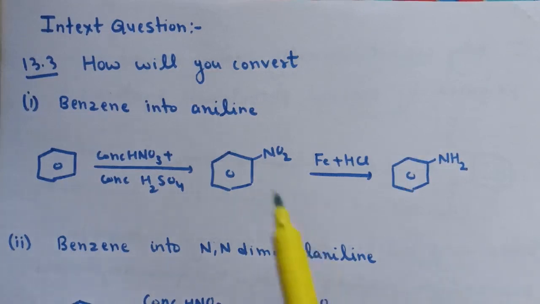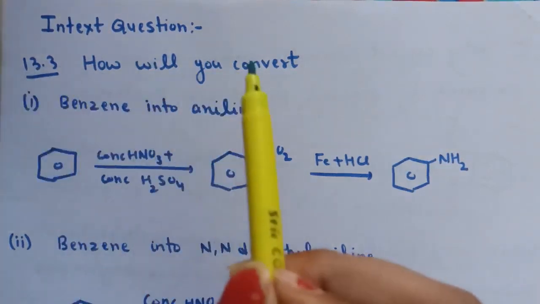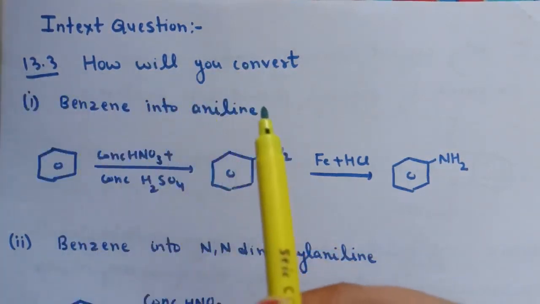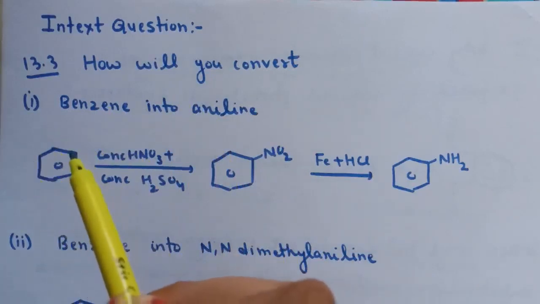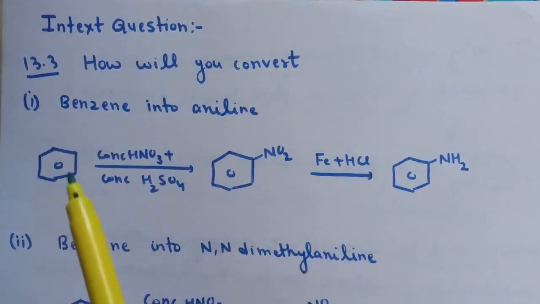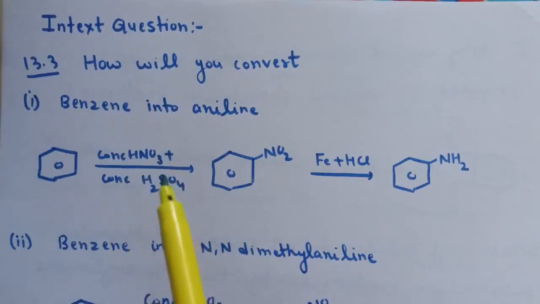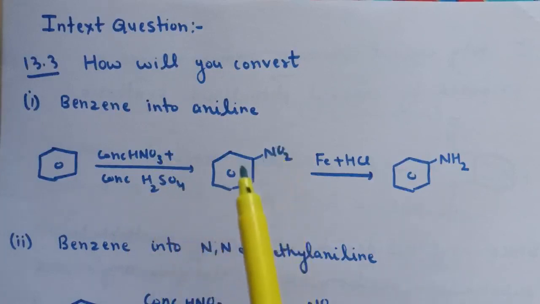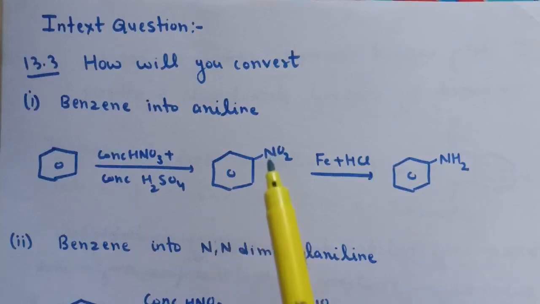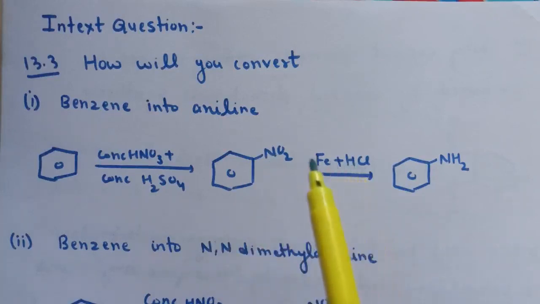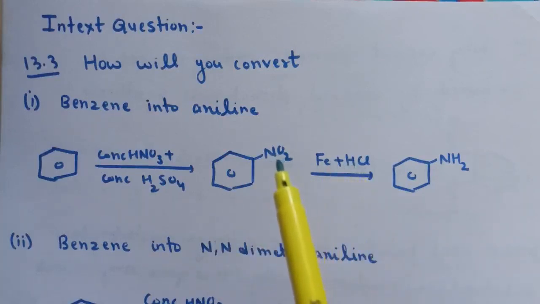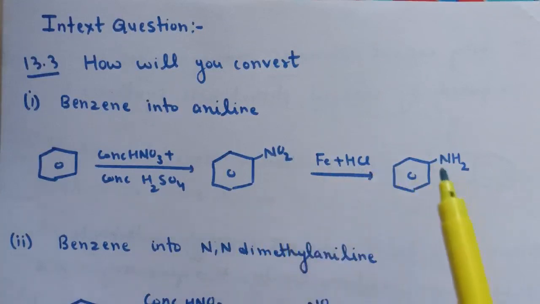NCERT in-text question number 13.3: how will you convert benzene into aniline? This is the formula for benzene. So first we will treat benzene with concentrated HNO3 and concentrated H2SO4. Here nitration of benzene takes place and NO2 group attaches on the benzene ring. After that we will treat this nitrobenzene with Fe plus HCl. So here reduction of the NO2 group takes place and it converts to aniline. This is the first conversion.